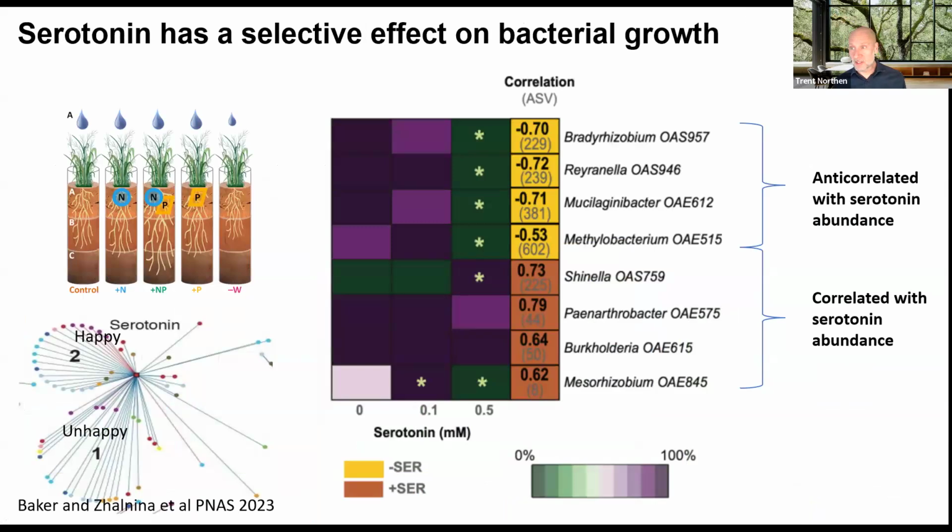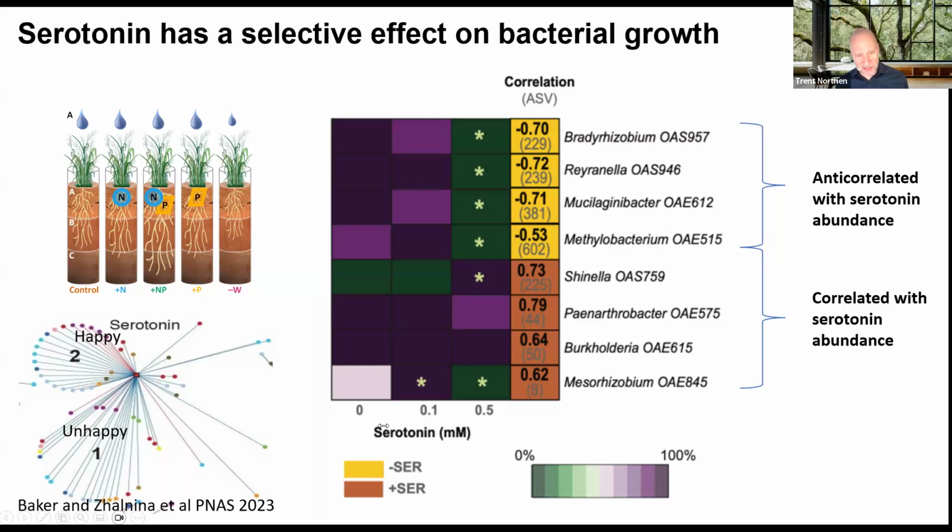I also mentioned that serotonin is one of these hub metabolites, so it promotes the growth of some microbes and not others, or at least there were positive and negative correlations. So we had some happy microbes and some unhappy microbes. So we made isolates of these bacteria, and we tested, if we added serotonin, do the ones that were positively correlated become more abundant, and did the microbes that were anti-correlated become less abundant?